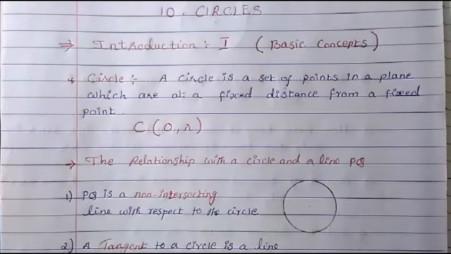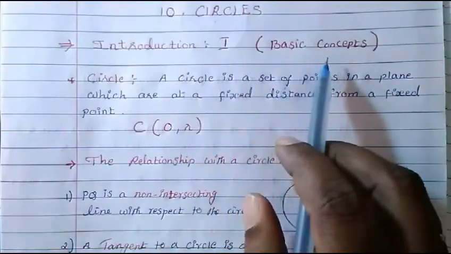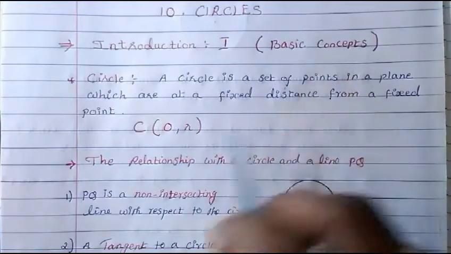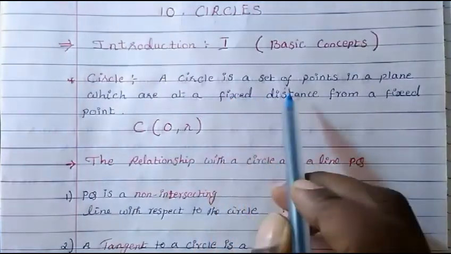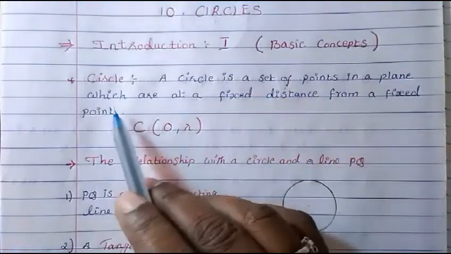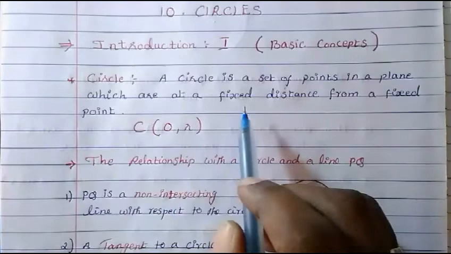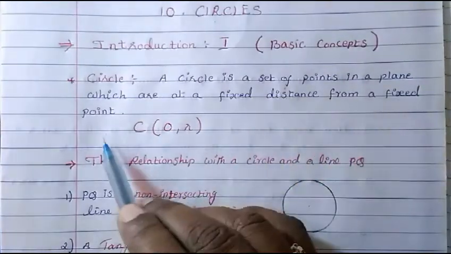Today we are going to study chapter 10, circles introduction. Just the basic concepts we are going to see in this video. First of all, let us understand what is a circle. A circle is a set of points in a plane which are at a fixed distance from a fixed point.